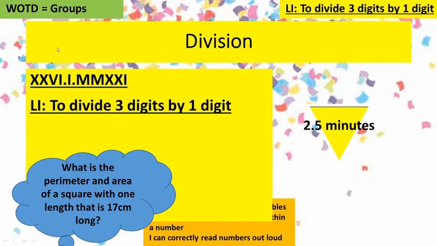Okay, so we're looking at groups again, or sharing, and our warm-up question is, what is the perimeter and area of a square with one length that is 17 centimeters long? So you know one side is 17 centimeters long. If you know that, can you work out the perimeter and the area? Okay, let's have a look at that one.